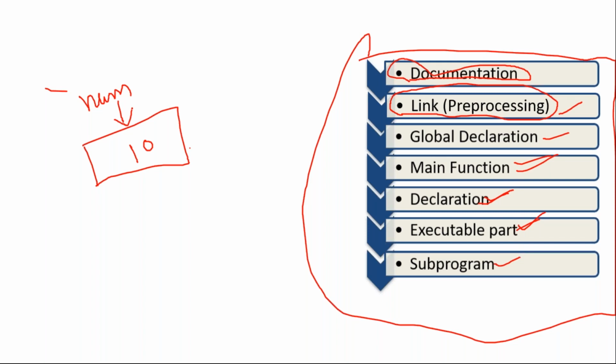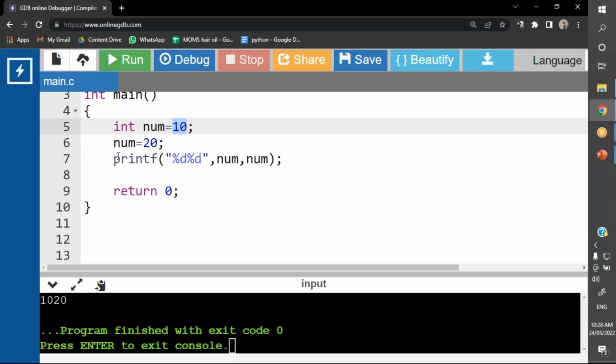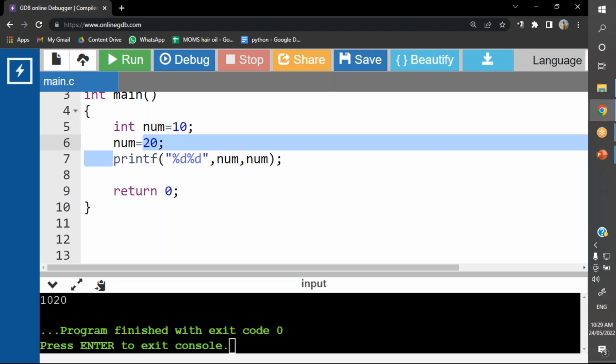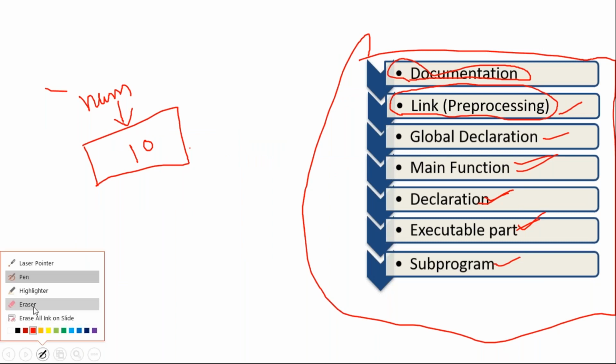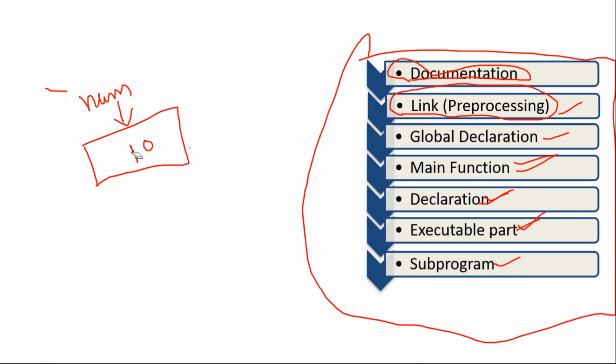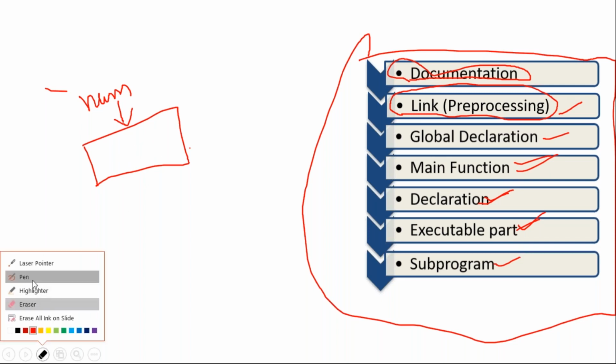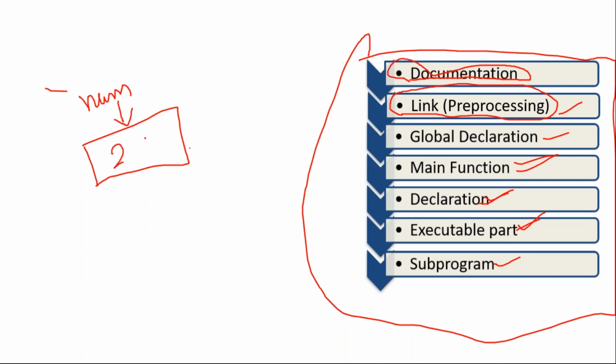Now what are we telling? We are telling num is equals to 20. What does it mean? With the same variable name, we are modifying the value as 20, so it will go to the same memory location. What will happen? This value will get erased. Whatever value we have here will get erased, and then it will store 20 there.